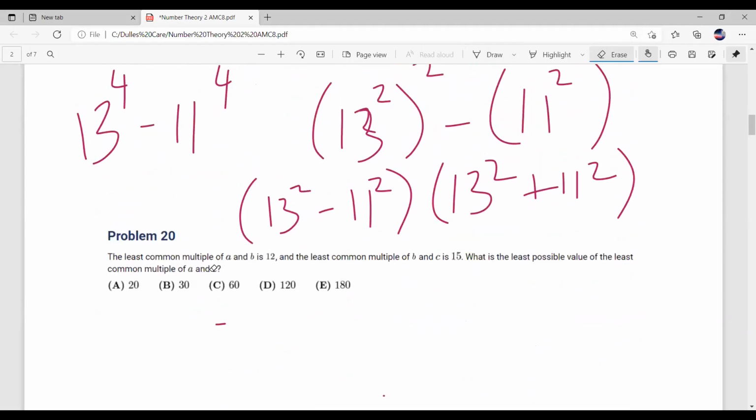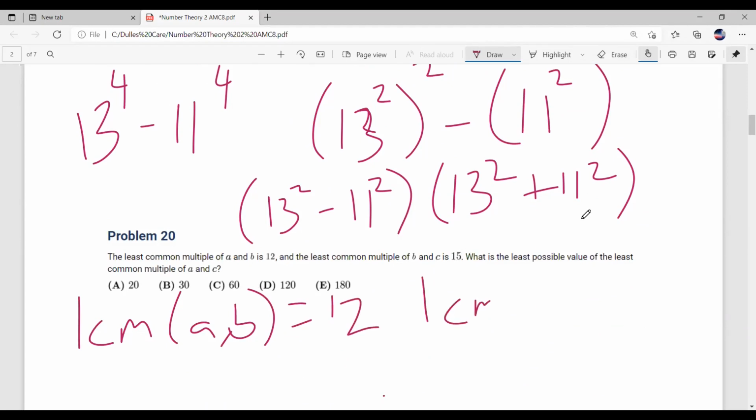Yeah, so let's continue looking at problem 20. We know that the LCM of A and B is equal to 12, and the LCM of B and C is equal to 15. By the way, this is a comma, not another C. Let me just rewrite this as a comma. The LCM of B, C is equal to 15.